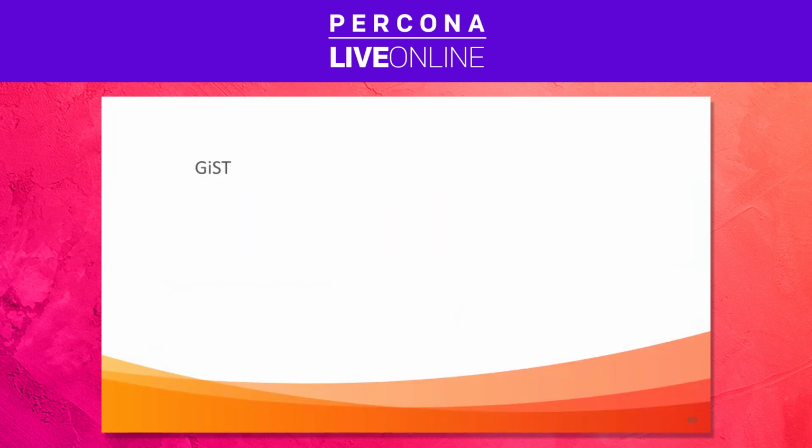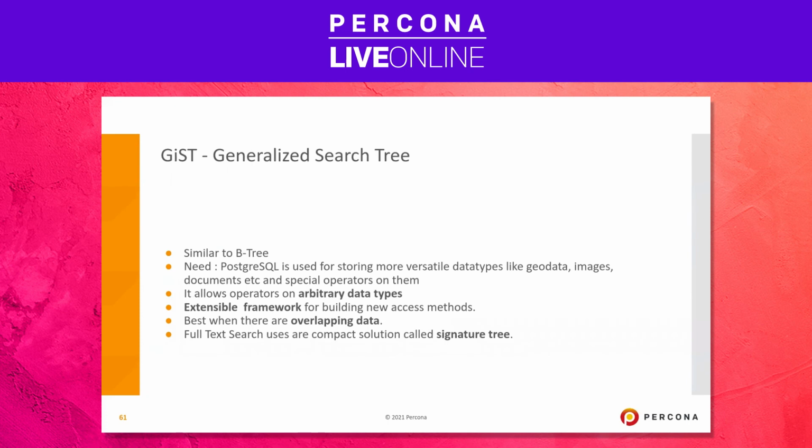And GiST index. GiST stands for generalized search tree. The structure is similar to B-tree. We need a GiST index because we have support for a lot more data types like geodata and images, and normal operations like equal to comparison or less than or greater than may not work for these types of data types. So we may have to define our arbitrary data types and operators on top of that.